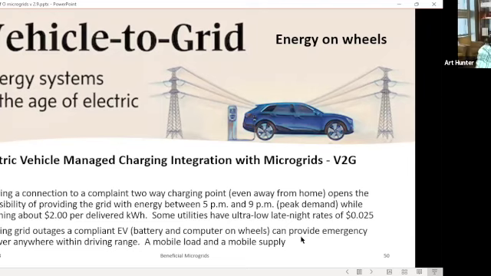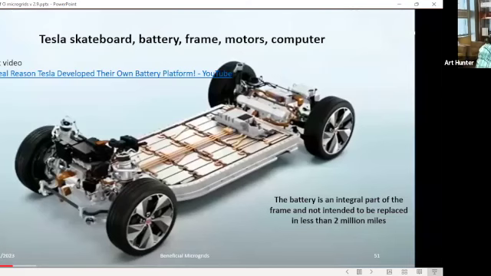But it is primarily a battery on wheels. And the design, take a look at it, and it sure looks like a skateboard. And there are the batteries and the wheels. They literally have the motors at each end, and they literally just drop the body on top.